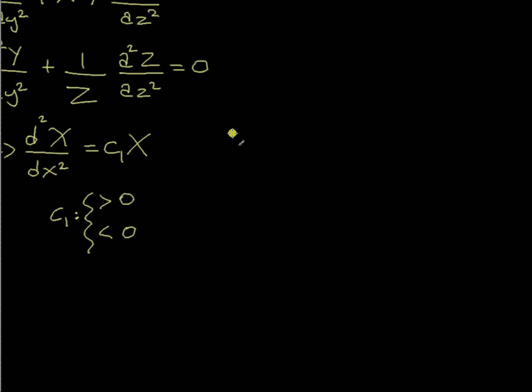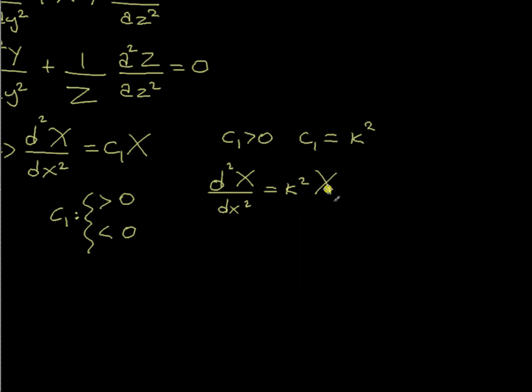If we make the assumption that C1 is positive, then I can write C1 as k squared, and my differential equation becomes d squared x. Now what I have here is that the second derivative of my function x is equal to k squared times the same function x.